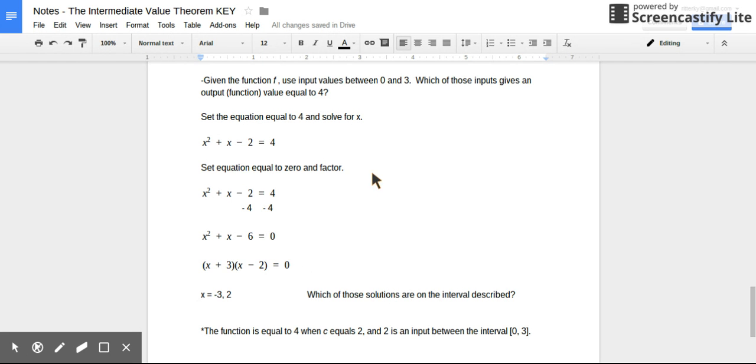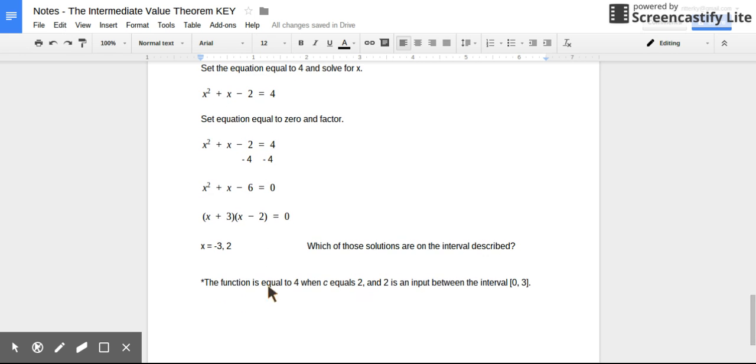And we wanted the one that was in between 0 and 3. Which of these solutions is on that input interval? Well, negative 3 isn't, but positive 2 is. So we'll just pay attention to positive 2. So the function is equal to 4 when that input or C value is 2, and 2 is on the input between the intervals 0 and 3.